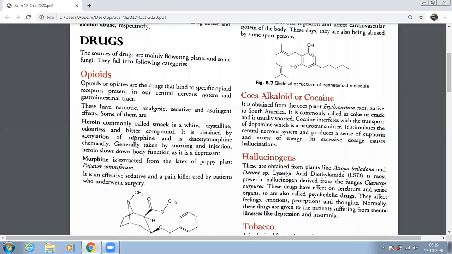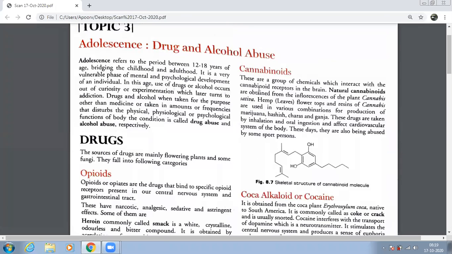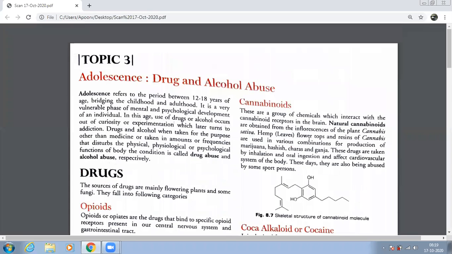So very quickly, what was the plant of opioids? It was Papaver somniferum. Yes, it was Papaver somniferum. And for cannabinoids? Cannabis sativa.